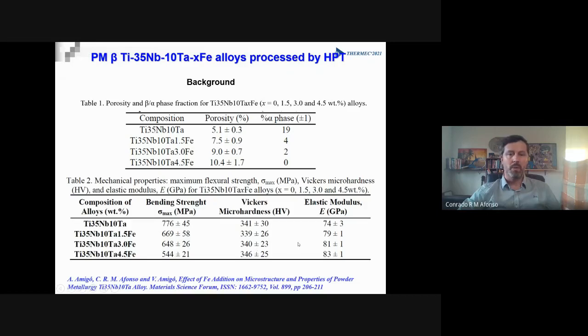And here, the mechanical properties and the elastic modulus, which is sometimes called a physical property, and which was measured by flexural strength. We obtained the lowest value of elastic modulus for the alloy without iron, 74 gigapascal, and the elastic modulus increased a little bit with the addition of iron.